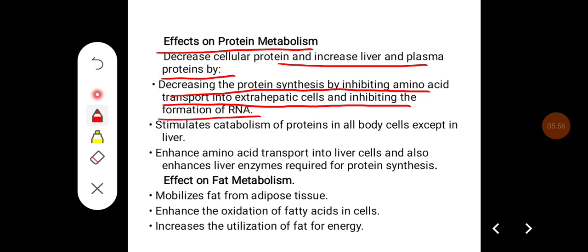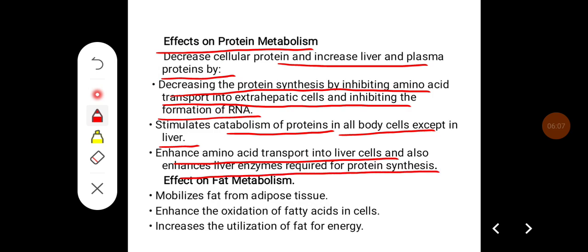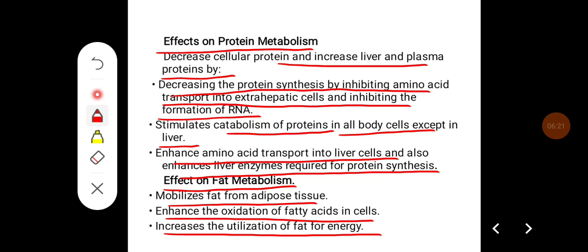It also stimulates catabolism of proteins in all body parts except the liver. It also enhances amino acid transport into the liver cells and also enhances liver enzymes required for protein synthesis. And its effect on fat metabolism: it mobilizes fat from adipose tissue and enhances the oxidation of free fatty acids in the cells. It also increases the utilization of fat for energy.